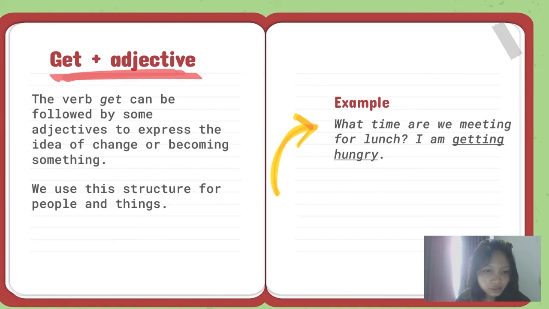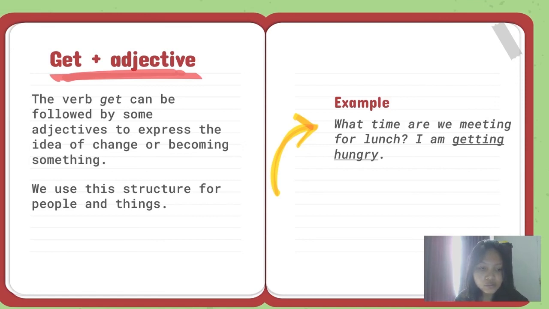Let's first talk about get plus adjective. The verb get can be followed by an adjective to express the idea of change or becoming something. We use this structure for people and things. Here's an example with the adjective hungry. What time are we meeting for lunch? I'm getting hungry.